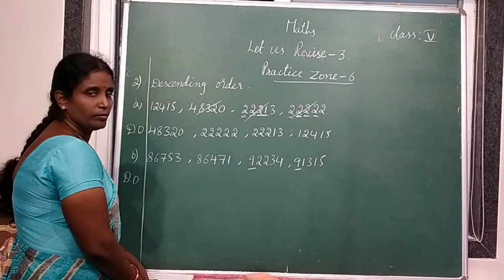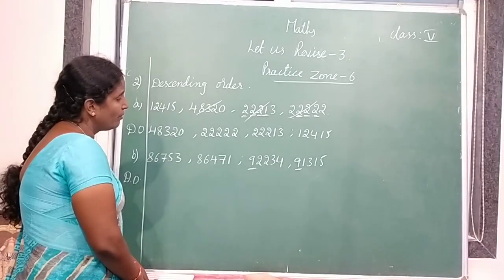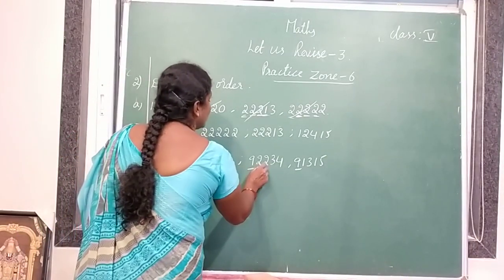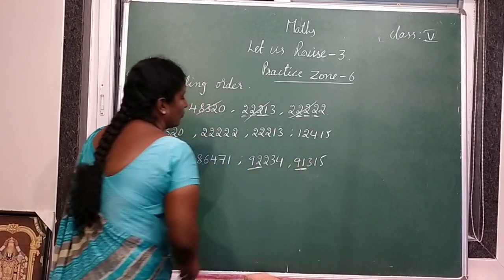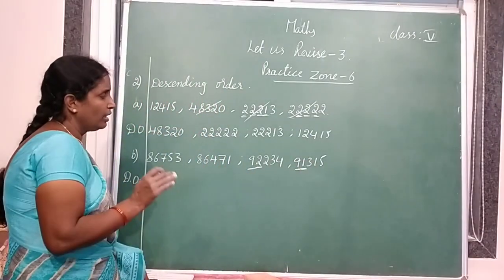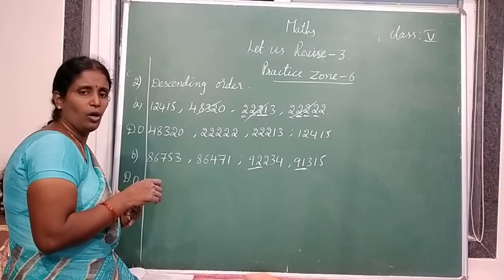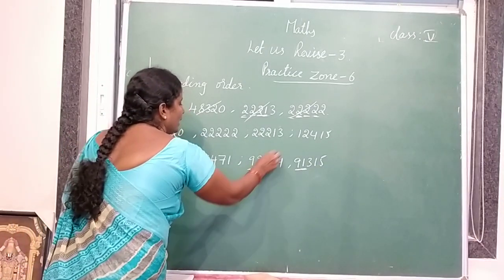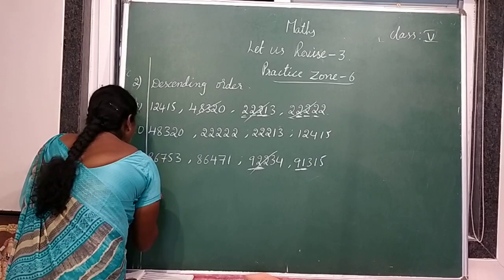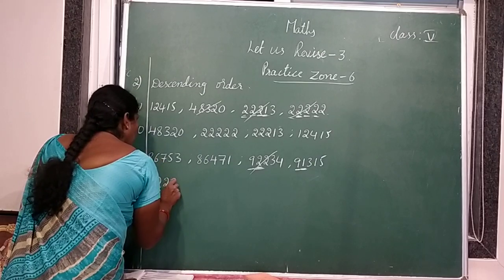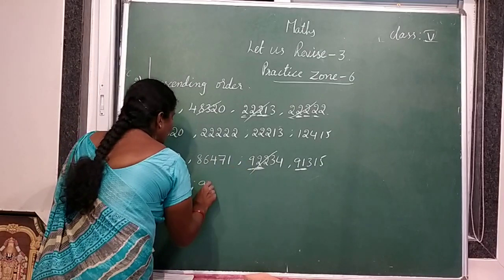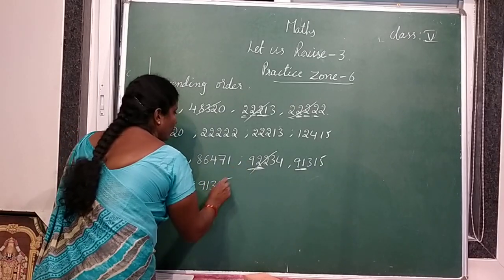So what we have to do? Compare the next digit. 2, 1. In 2 and 1, which one is more? 2 is more. So this is the greatest number. 92,234 is greater. After that, 91,315.